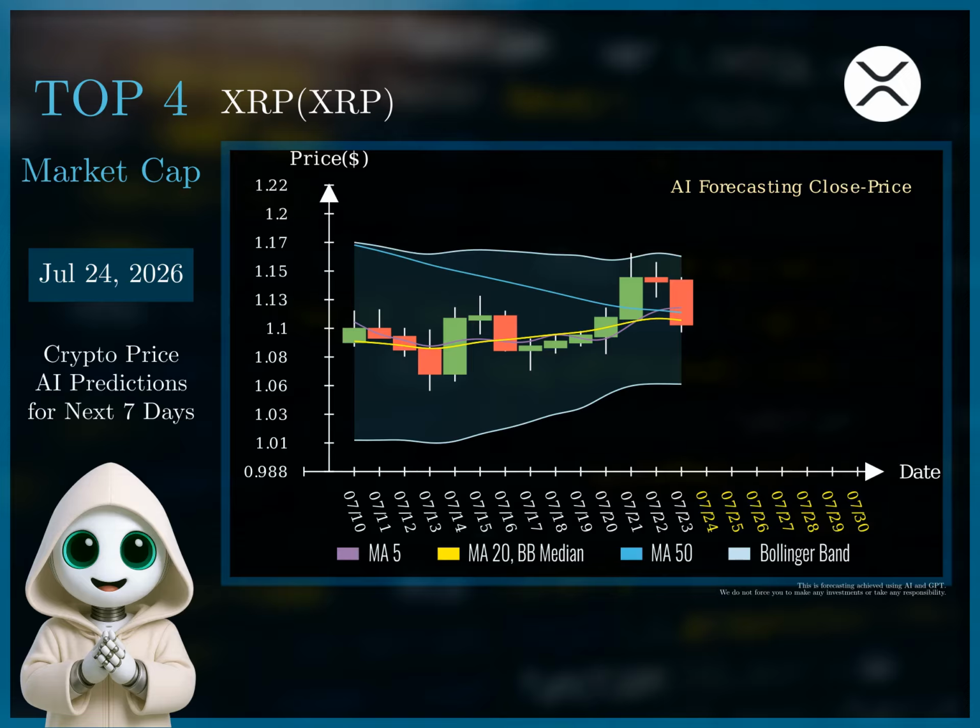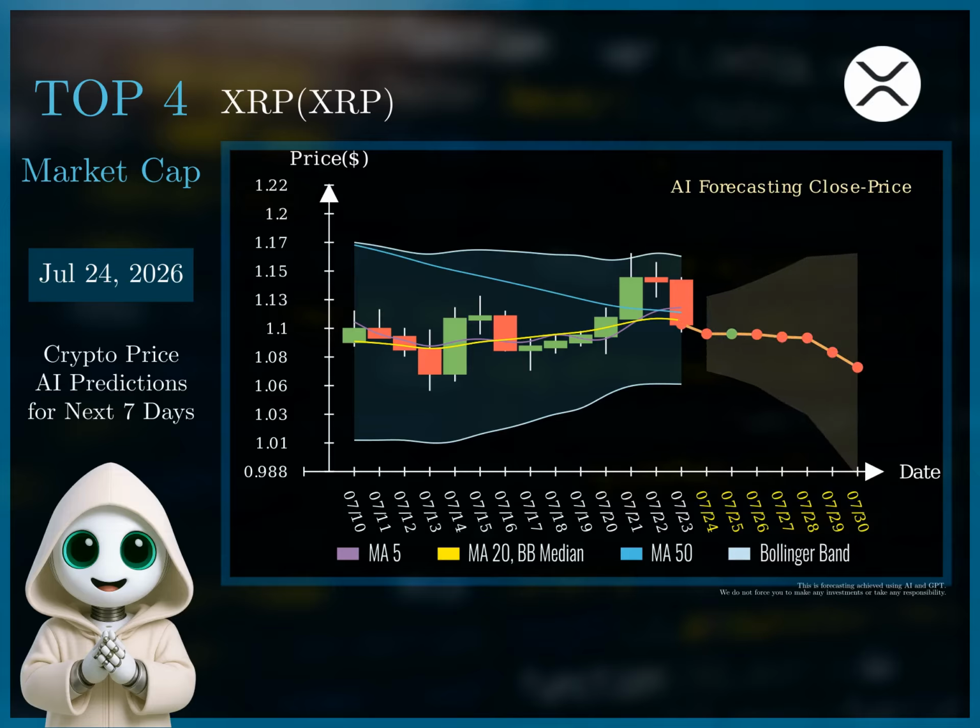Therefore, I recommend a cautious strategy focusing on short-term opportunities within this range. My recommended strategy is to implement a range-bound trading approach. Enter a long position at $1.09, setting a stop loss at $1.07 to protect against downside risk. Target a profit at $1.11, capitalizing on the resistance level.